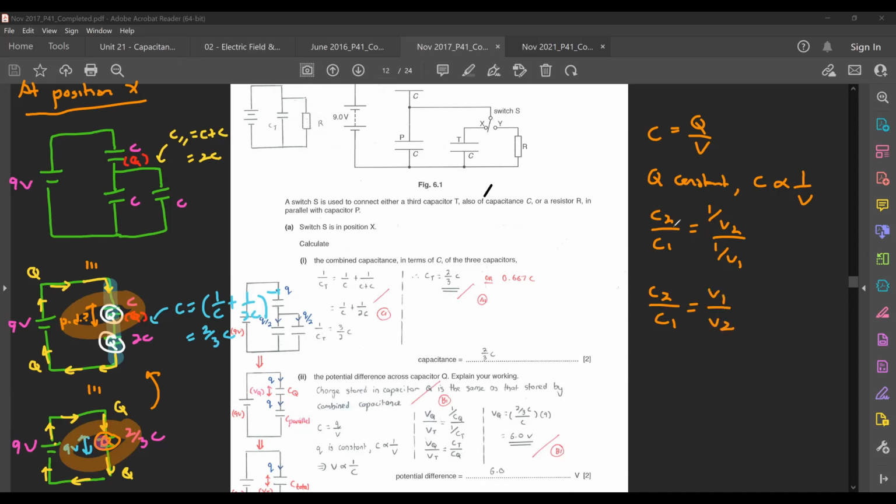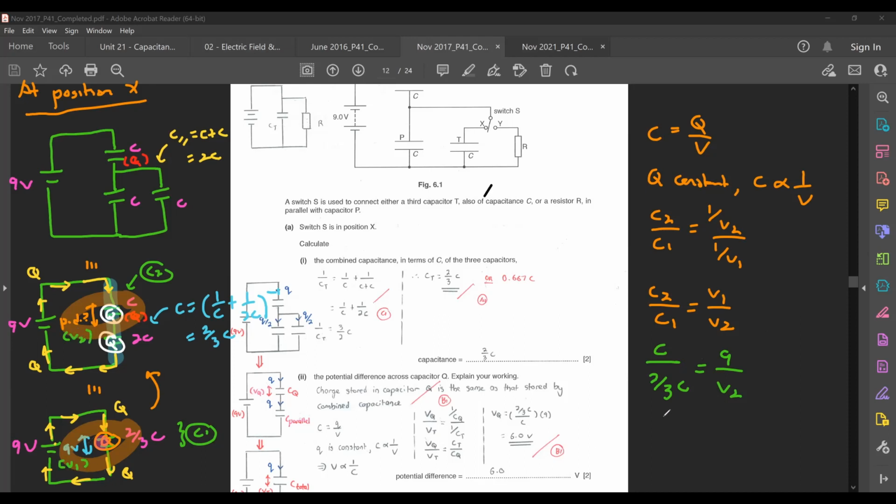So which one is my C2, which one is my C1? Let's just say that this one is my C1, and then this one is my C2. Okay, so my C2 is just C, my C1 is 2 over 3 C, my V1 is 9, my V2 is what I want to find. This is my V2. This one was my V1.